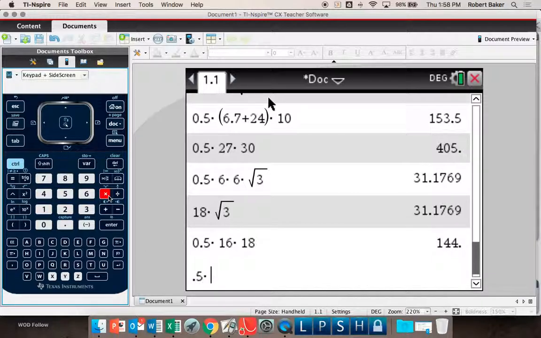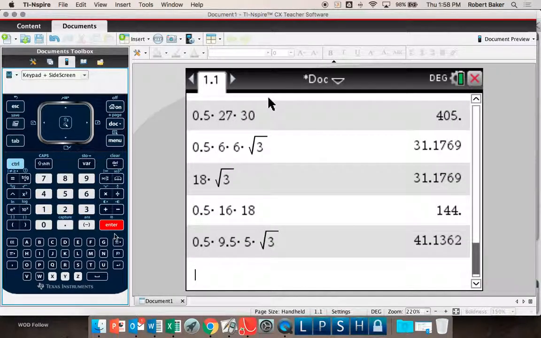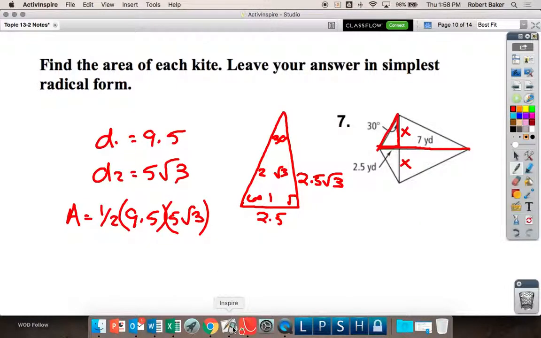0.5 times 9.5 times 5 square roots of 3. We get 41.1 yards squared.